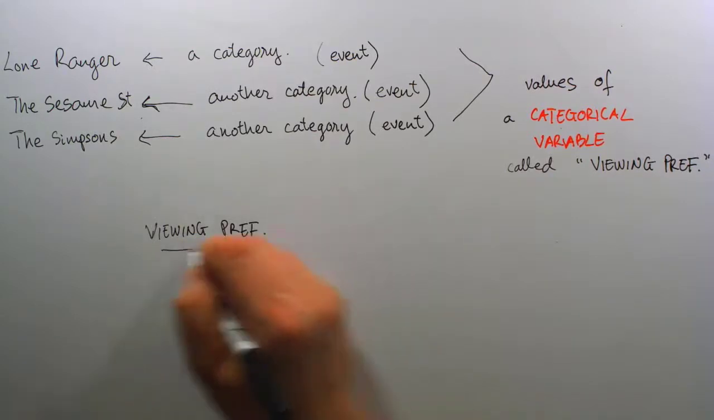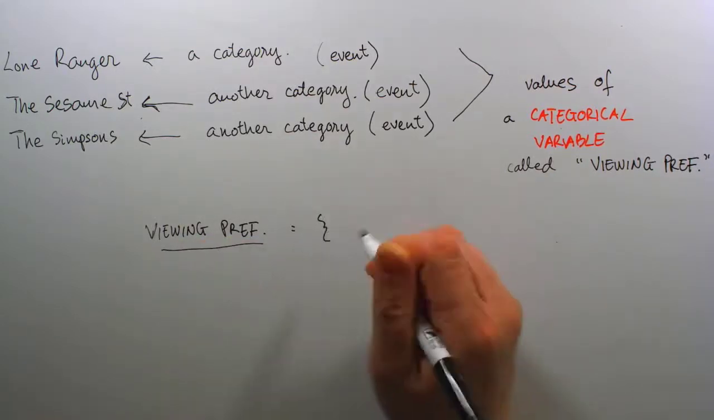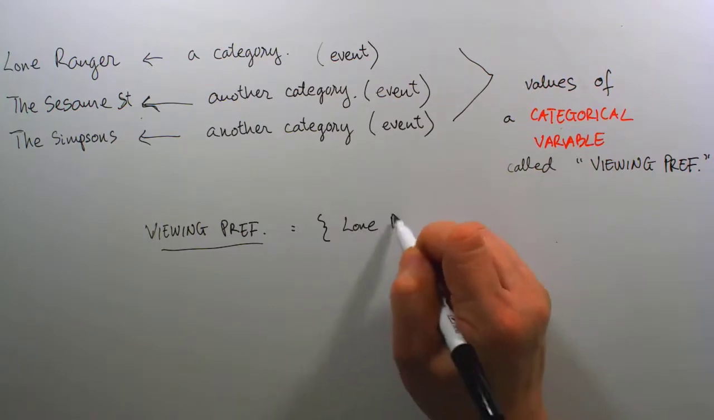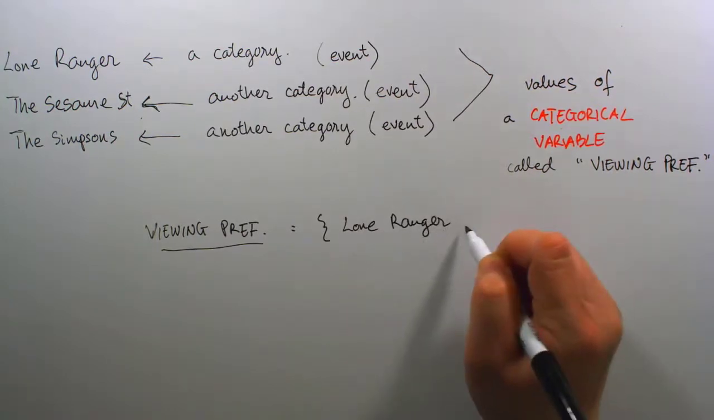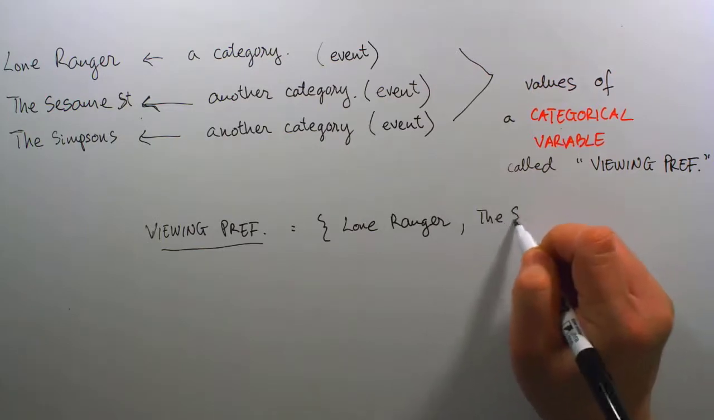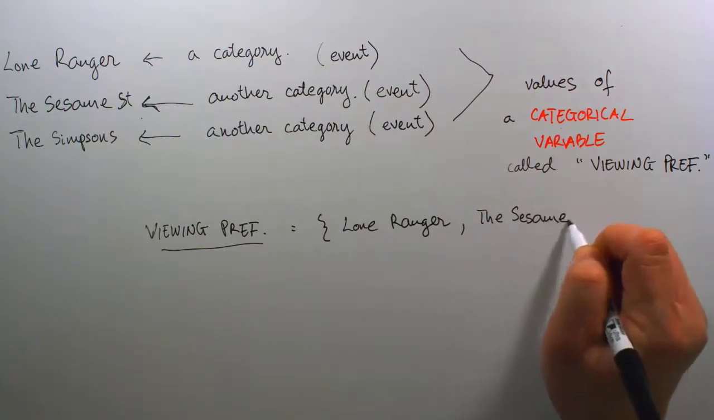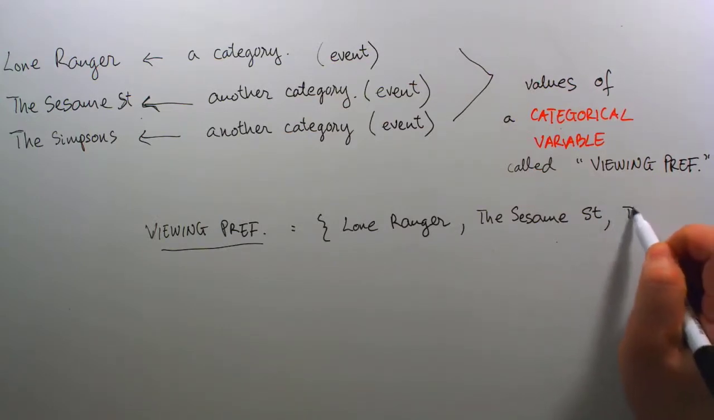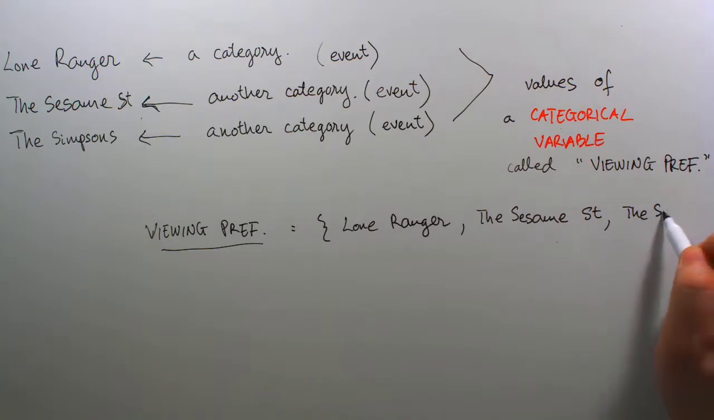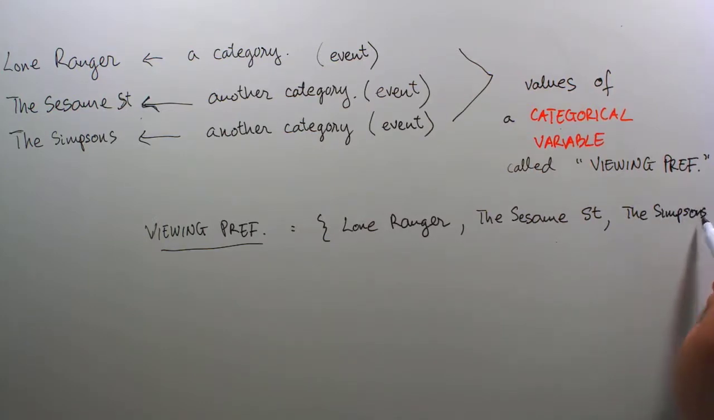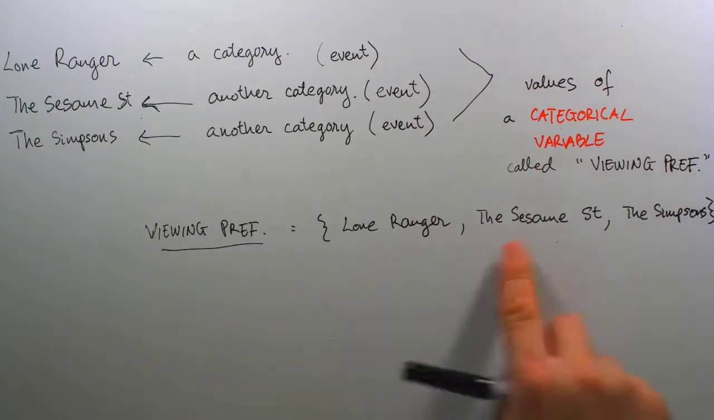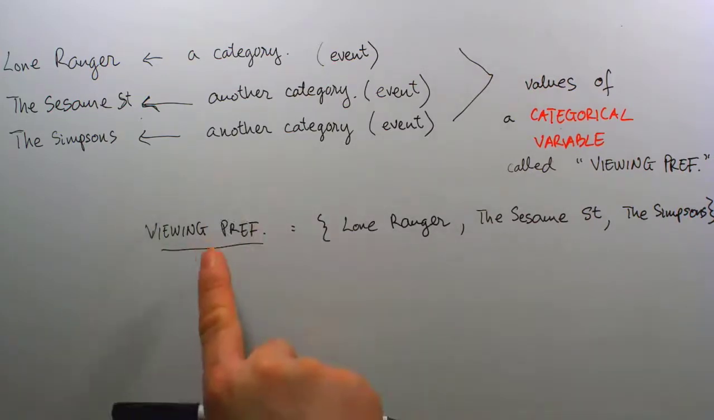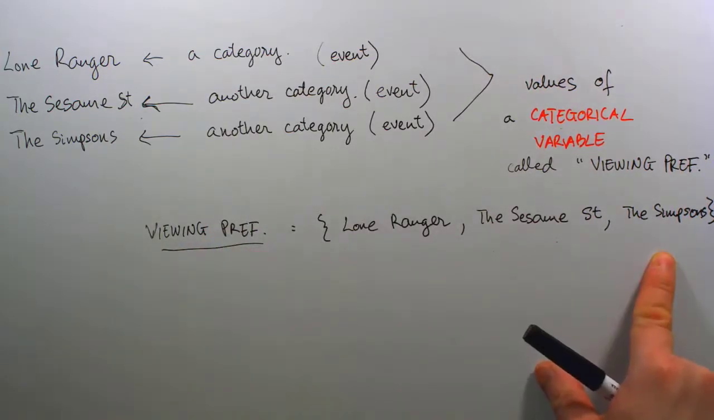According to this list right here, there can be Lone Ranger as one of the preferences, there can be Sesame Street, or there can be The Simpsons. We can even have more categories in this variable, but this study only focuses on 3. So this variable in our study of this table only has these 3 different values.